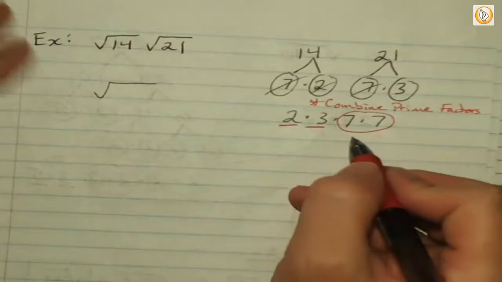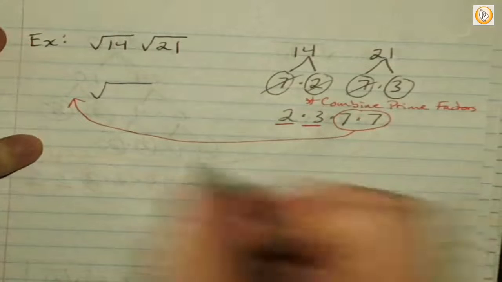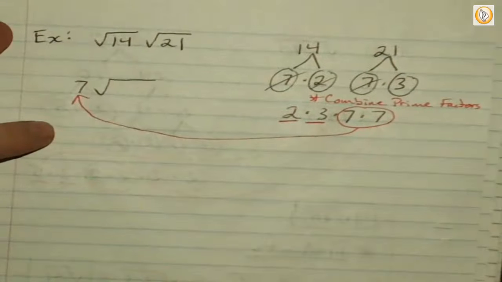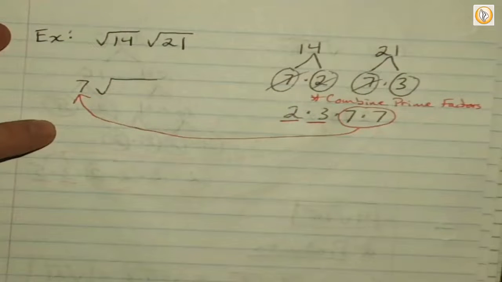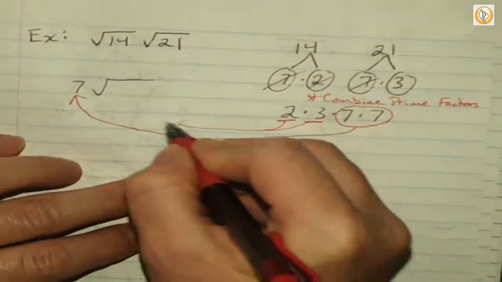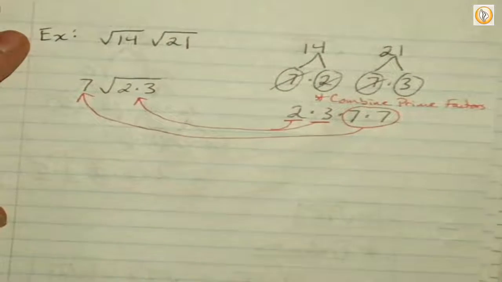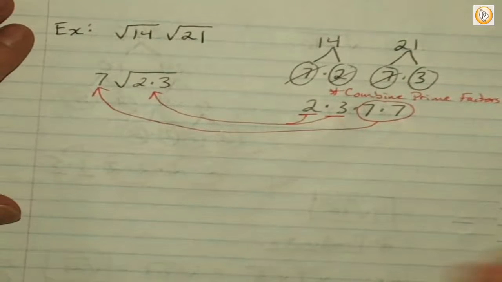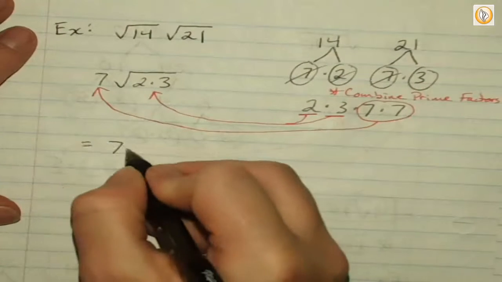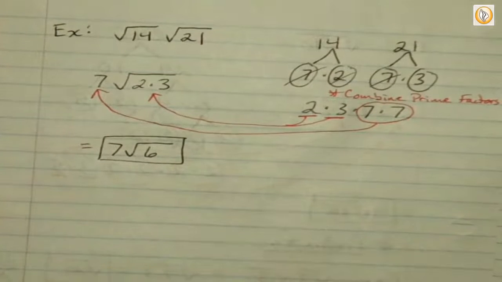So the 7 goes where? On the outside. I just do one of them. Michael, you writing all this down? I'm going to be checking. The leftovers go on the inside. 2 times 3. So my answer is 7 times the square root of 6. That's still not too bad, right?